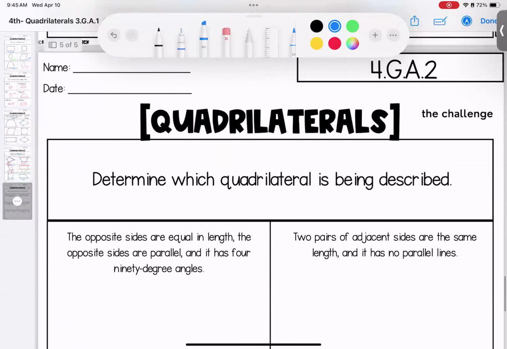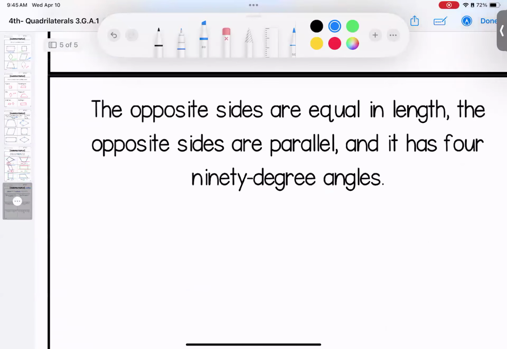Last page. This is the challenge. If this is too sticky for you, that is okay, but we are trying our best to stretch and grow as we get closer to the end of the school year. So let's take a look. I want you to determine or name what quadrilateral is being described.